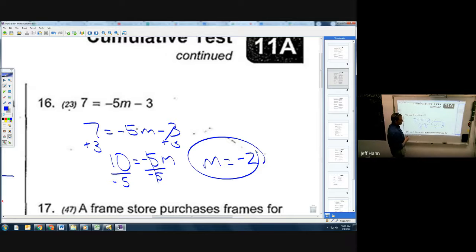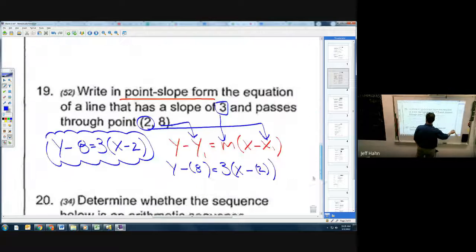I didn't know the answer to number 20. You want the answer, or do you want me to do it? Let me look at it. Wait, it's just plus 4. It's a sequence.